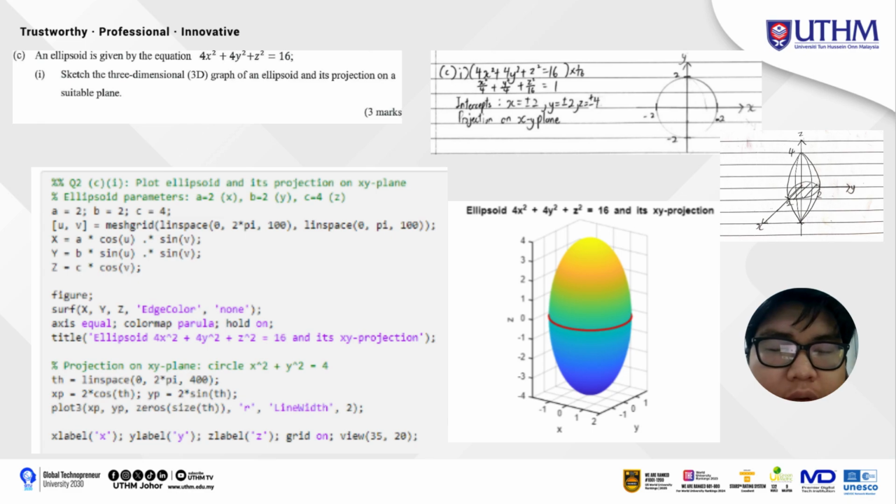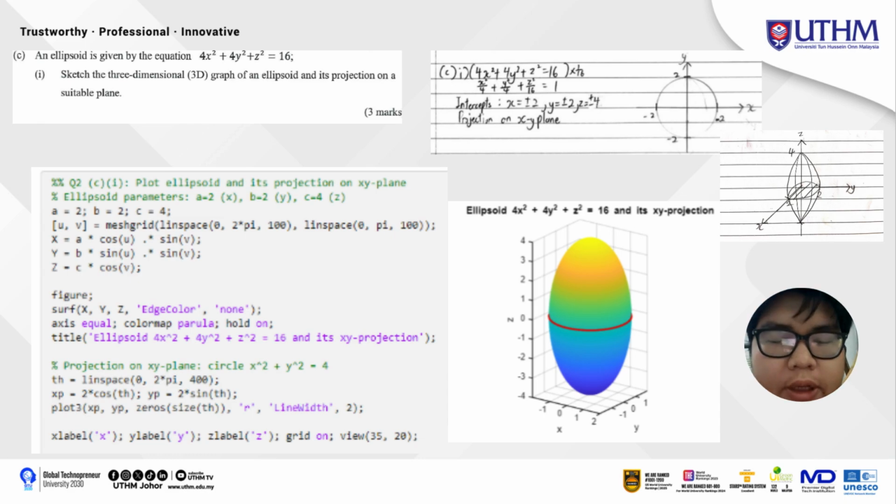For the manual calculation part, I divide by 16 and we get the general equation. So we can know all the intercepts of x, y, and z. I choose the projection on the xy plane, so we can get a circle shape on the xy plane as the graph shows. Below is the 3D graph that I sketched of the ellipsoid.